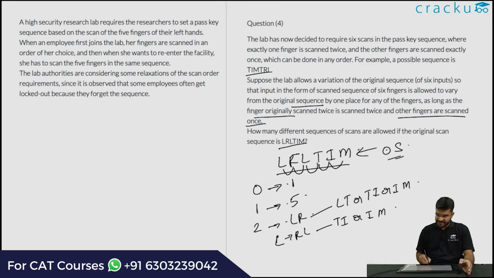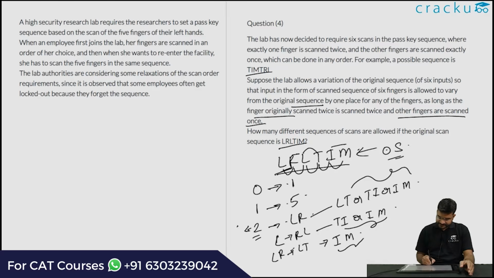Now again let us assume that the first two, that is LR, are constant and the first pair which is interchanged is LT. Now we need to pick one other pair which is interchanged and there are only two fingers left, that is IM. So the number of ways in which we can get exactly two pairs to be interchanged is 3 plus 2 plus 1, which is 6.